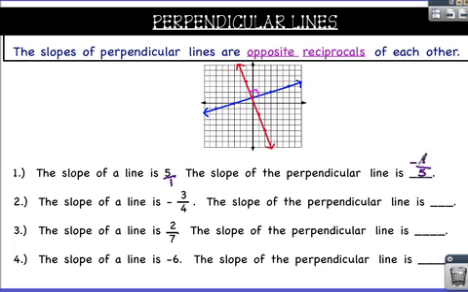Pause the movie and see if you can complete numbers 2 through 4 on your own. Resume the movie when you're ready.